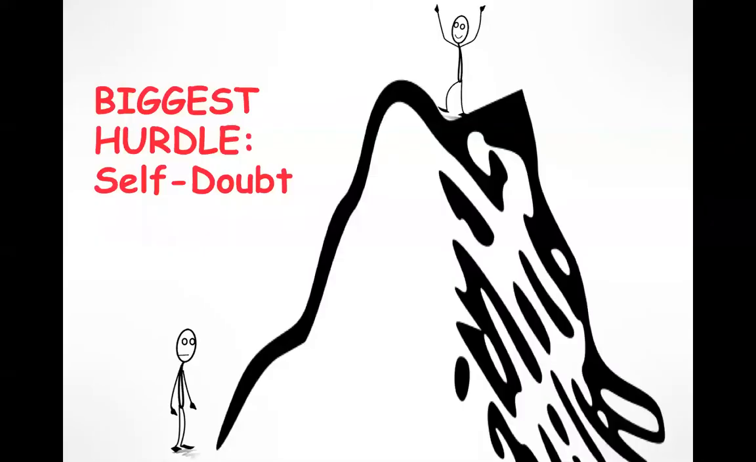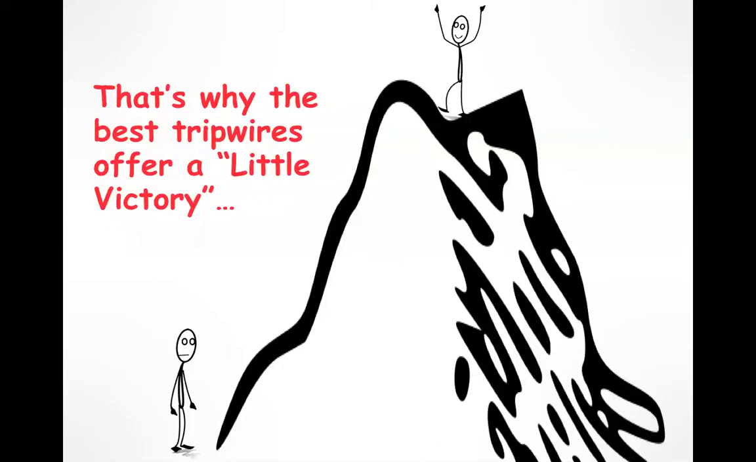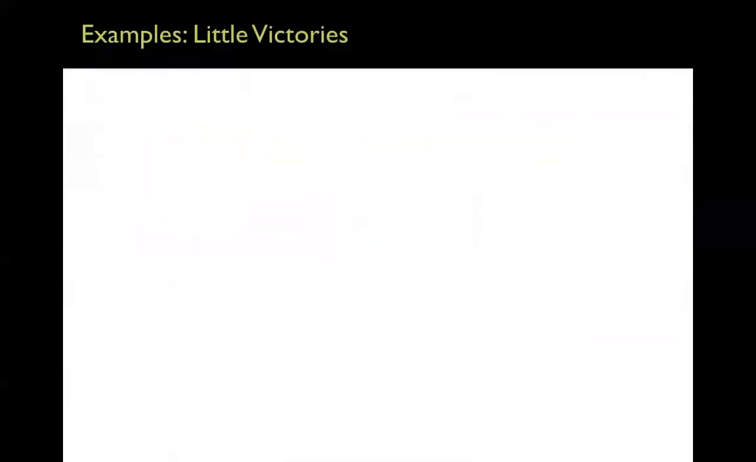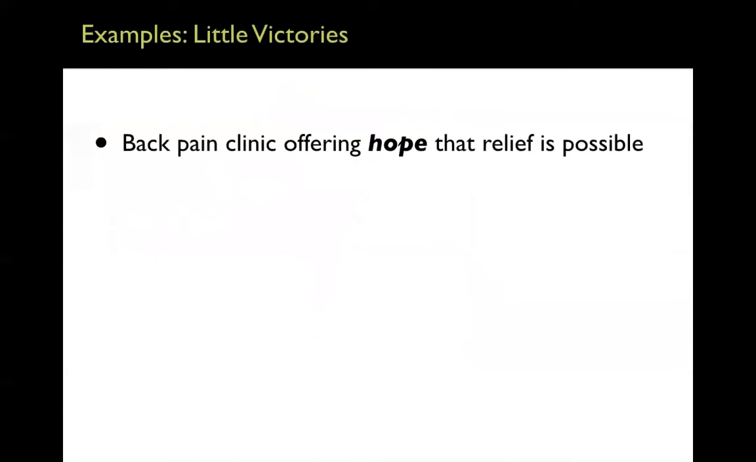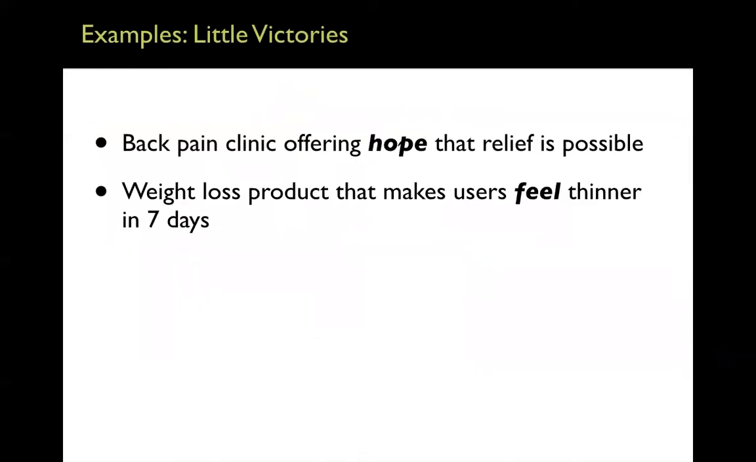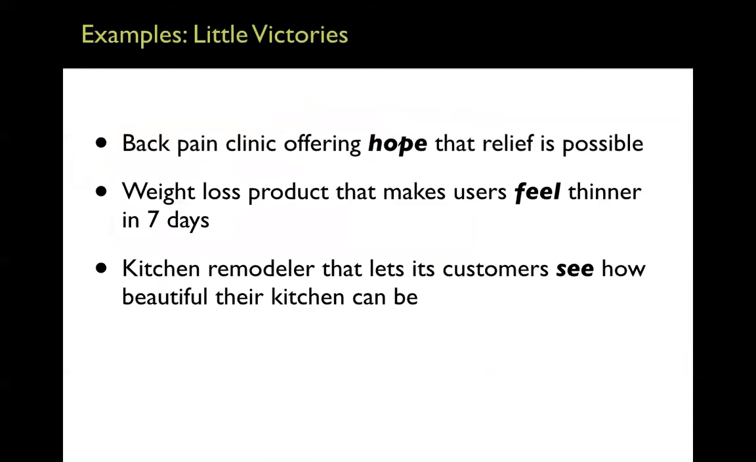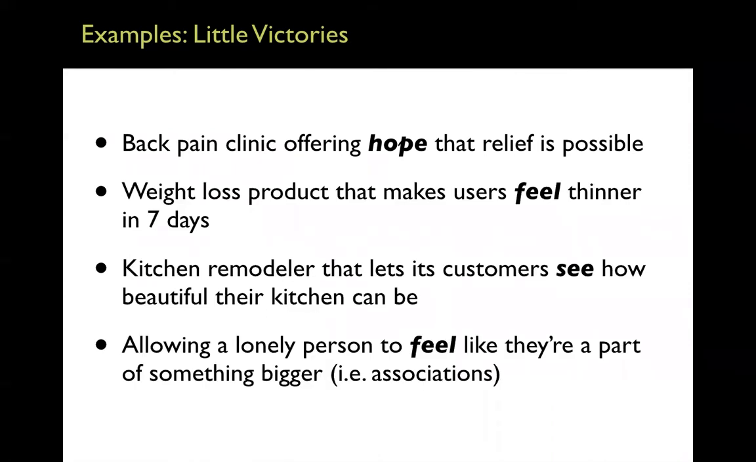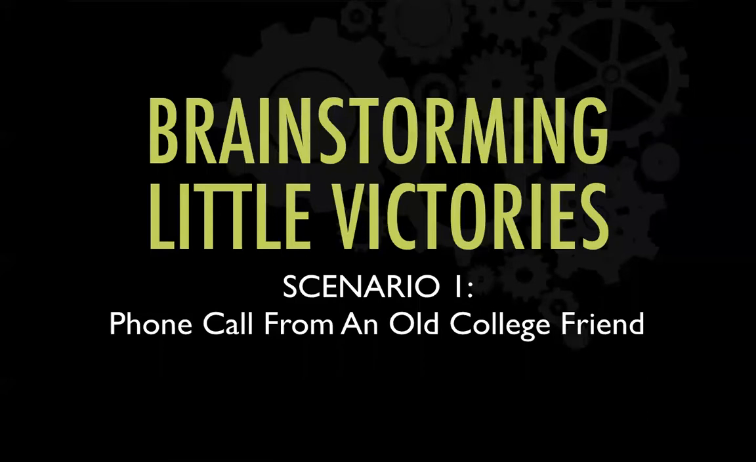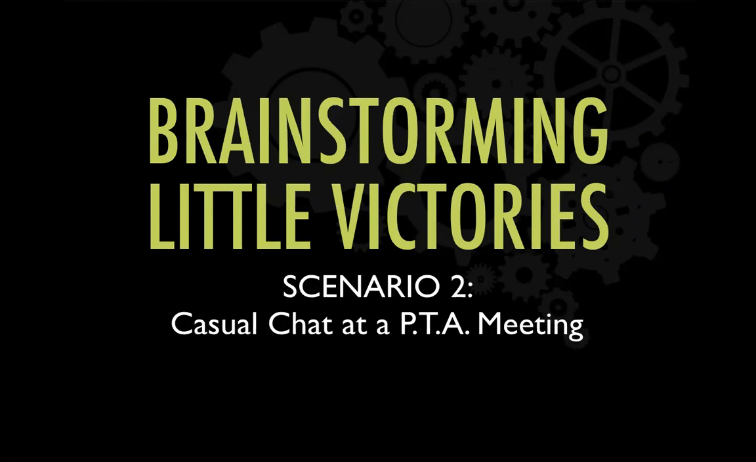So your biggest hurdle, self-doubt. That's why the best tripwires offer a little victory. So let me show you a couple of examples of little victories. A back pain clinic offering hope that relief is possible. We worked with one up in New Jersey. There's a weight loss product that makes users feel dinner in 7 days, a kitchen remodeler that lets its customers see how beautiful their kitchen can be, allowing a lonely person to feel like they're part of something bigger, associations. So, brainstorming little victories. Scenario 1, the phone call from an old college friend.